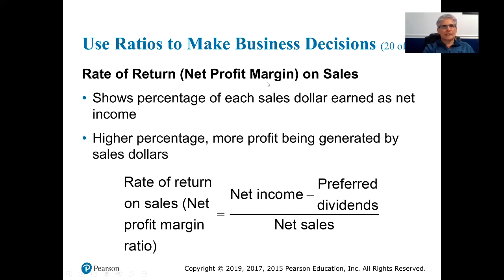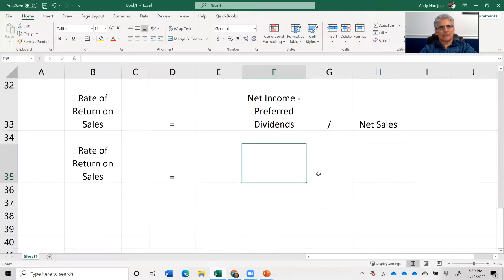The first one is the rate of return or net profit margin. This shows the percentage of each dollar of sales earned as net income. The higher the percentage, the more profit being generated by sales dollars. Same thing, the number by itself is going to be almost meaningless. We do want to make sure that we take this number, whatever the computation is, and compare it to others in the same industry. So let's go ahead and plug this formula into a spreadsheet. And we have it listed here, net income minus preferred dividends divided by net sales. Let's go back to our slide.